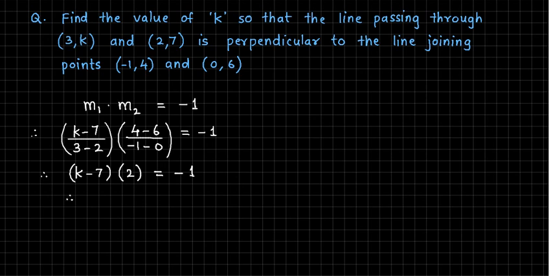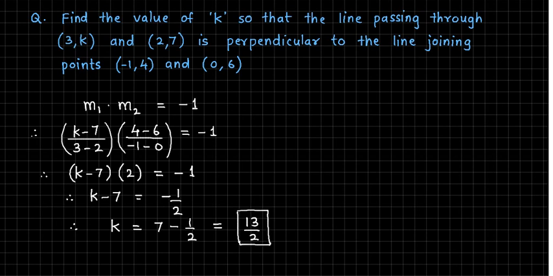So therefore k minus 7 is equal to -1 by 2. So therefore k is nothing but 7 minus 1 by 2, which is equal to 13 upon 2. So that's the required value of k, right? Let's go to another question.